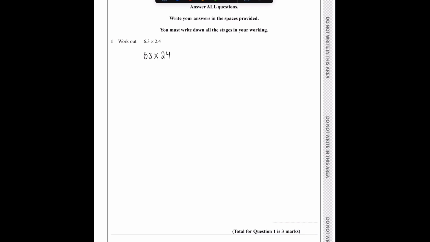To do that, we do the classic multiplication method. 63 times 24 like this. 4 times 3 is 12. 6 times 4 is 24 plus 1 is 25. Add a 0 there. Then 3 times 2 is 6. 6 times 2 is 12. And then we add these numbers together.